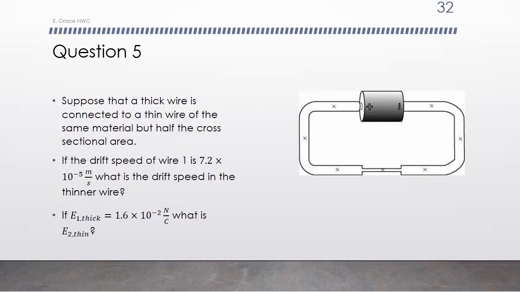All right, question 5. Suppose a thick wire is connected to a thin wire of the same material but half the cross-sectional area. If the drift speed of wire 1 is 7.2 times 10 to the minus 5 meters per second, what is the drift speed in the thinner wire? And if the electric field in the thick wire is 1.6 times 10 to the minus 2 newtons per coulomb, what is E2?